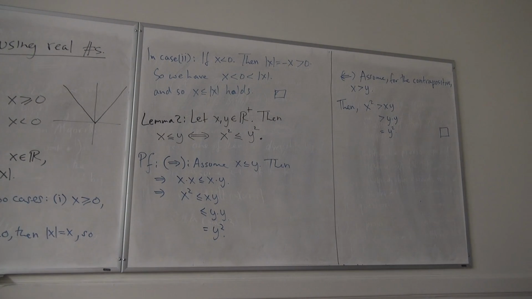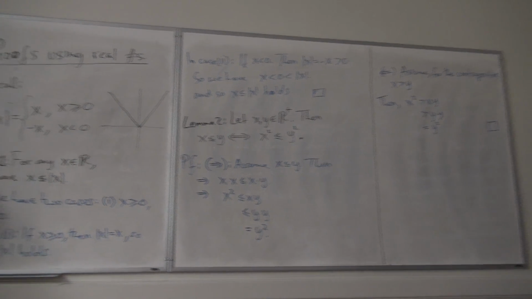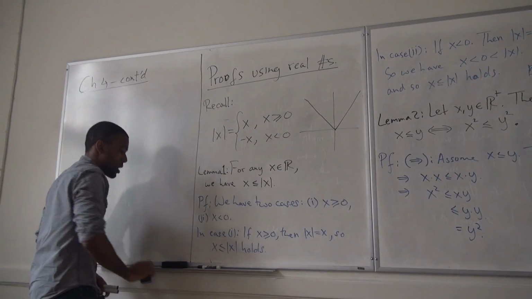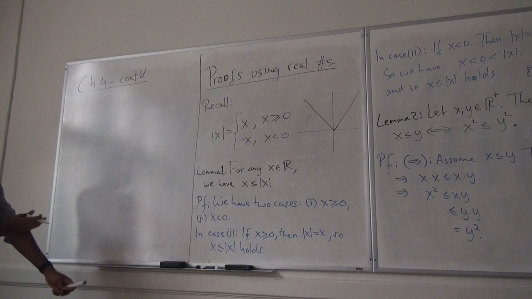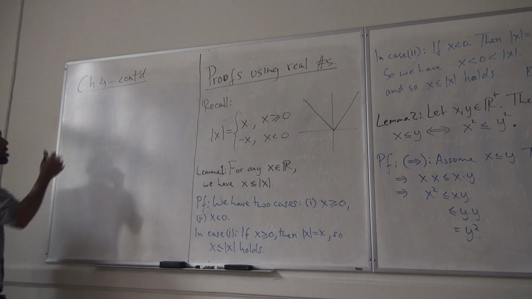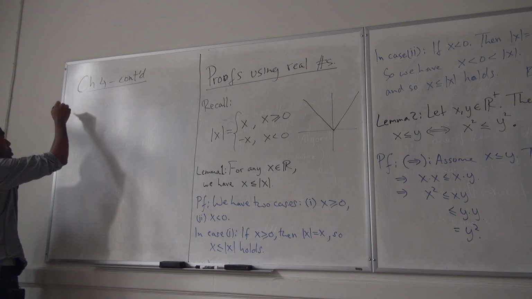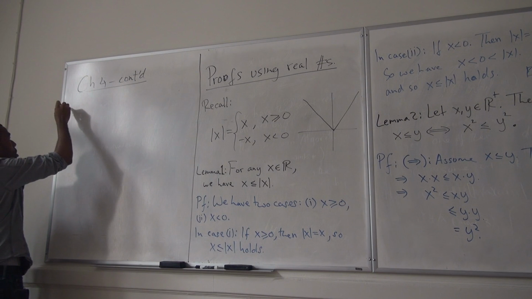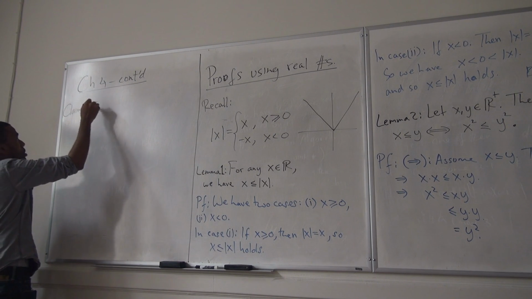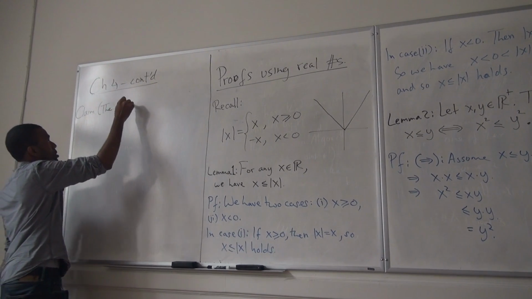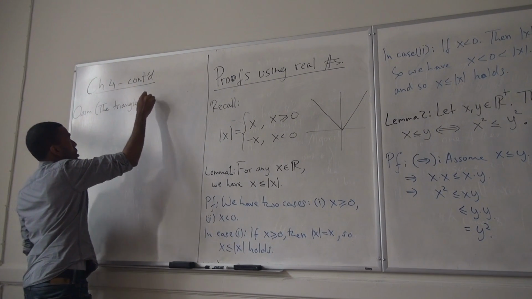So now I want to prove the triangle inequality, which is a very, very important inequality. We use it all the time, all over the place to prove random things. It's called the triangle inequality.